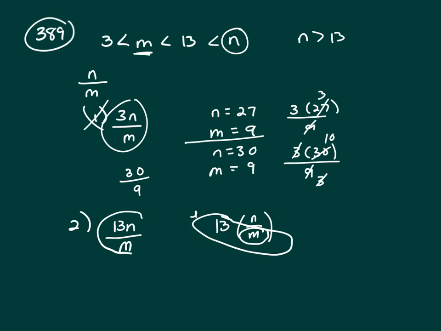So this is the clue. They're telling you 13N divided by M is an integer. So to make 13 times N over M an integer, we know M doesn't go into 13. That means M must go into N evenly. So clue 2 works. Your answer is B.